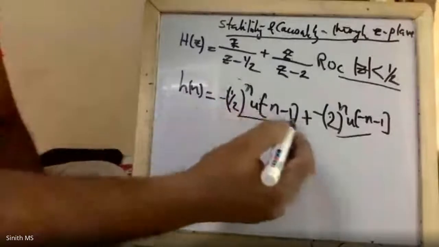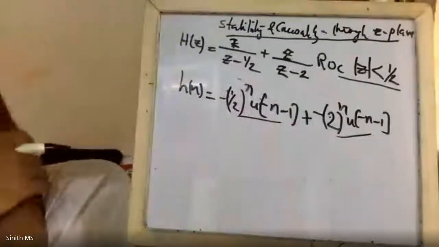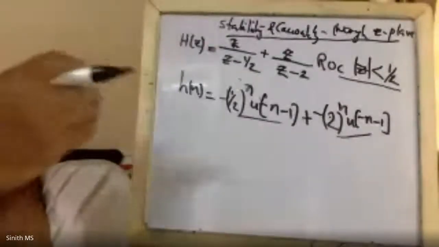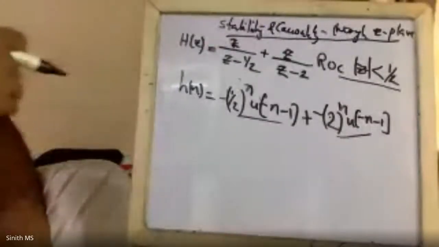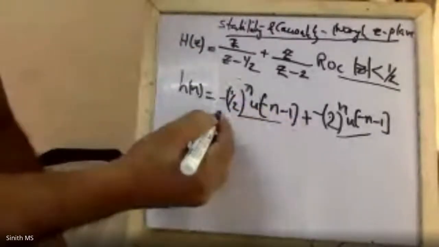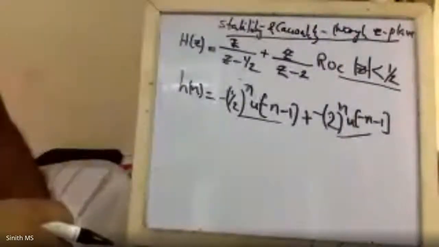How is this signal? This is going to be a left hand side signal, right? If any one of the signals in h[n] on the left hand side has some value, it is going to be a non-causal system. So this is going to be non-causal, this is also going to be non-causal, so this is a non-causal system.